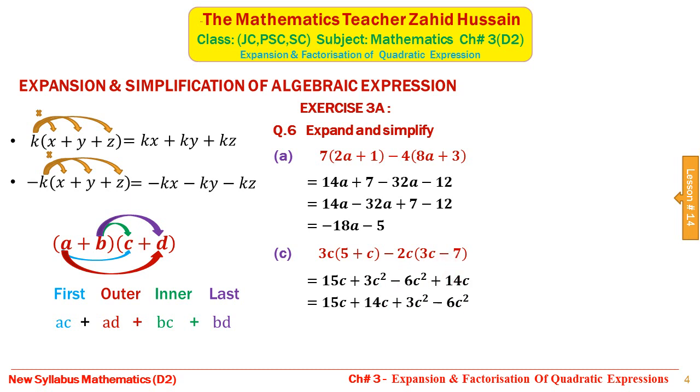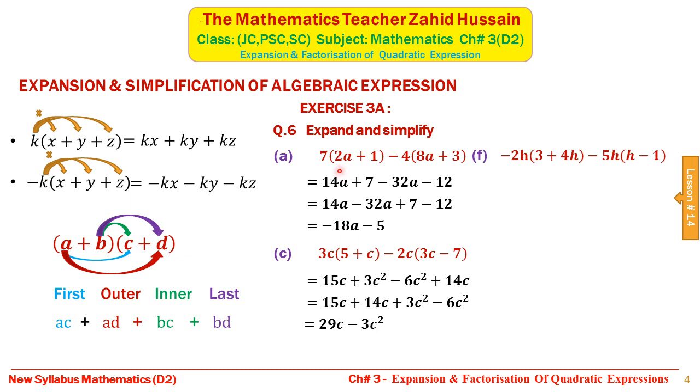Now 15c and 14c are like terms, and 3c square and minus 6c square are like terms. You can arrange the terms in descending order also. First you can write 3c square minus 6c square and then 15c plus 14c. Simplifying, we get 29c minus 3c square.